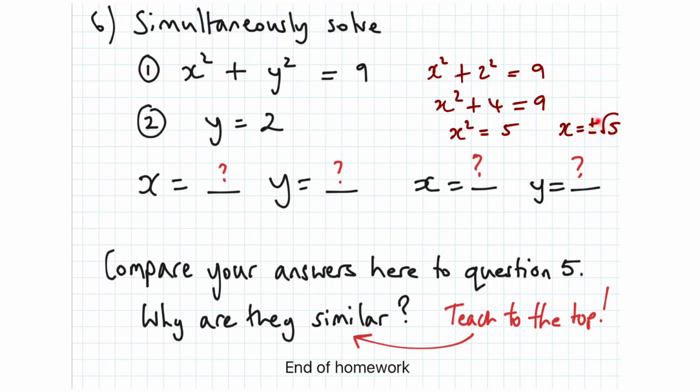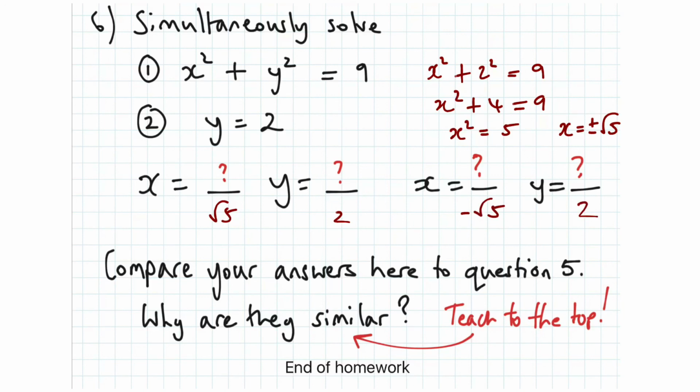Some of you weren't sure what y is, and that's funny because if you look here, y is 2. So actually you didn't need to do any calculations to work out what y was. So my final answer to this question: x is root 5, y is 2. x is minus root 5, y is 2.